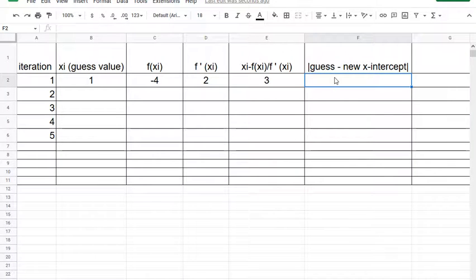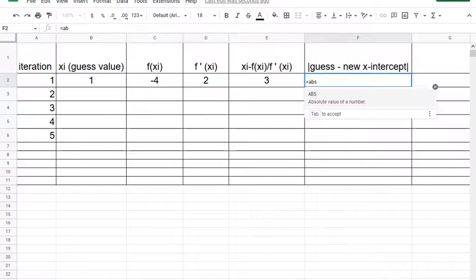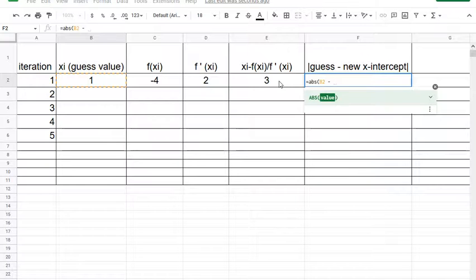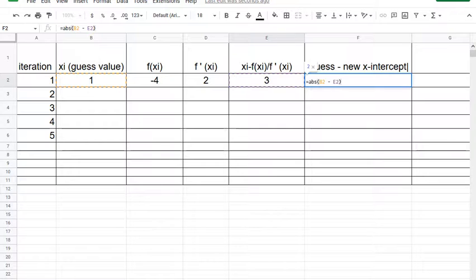And then the last column, we want the difference between the guess value and, remember, this is the x-intercept of the first tangent line. We want the absolute value, so equal ABS for absolute value. When we type in ABS, the spreadsheet will know we want the absolute value function. It's the absolute value of the guess, which is B2, minus the new x-intercept of the tangent line, which is in E2. And that will be 2.